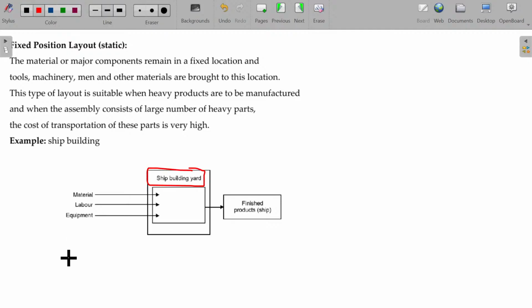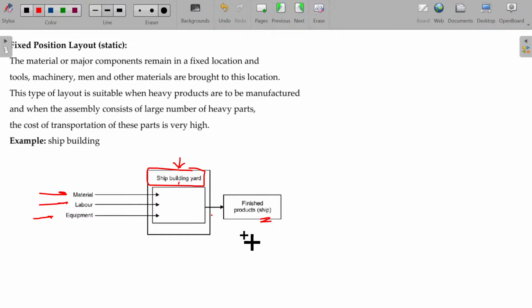We cannot build the ship in some outskirts and transport that to the ocean or river. It's not advisable, right? It is very huge. So the ship, whatever it may be, is built nearby the ocean or sea, and from there immediately it is taken to the ocean. So for the shipbuilding yard, the finished goods place remains the same. Material will come here, labor will come here, equipment will come here, and the finished product being the ship is then landed in the ocean or sea.